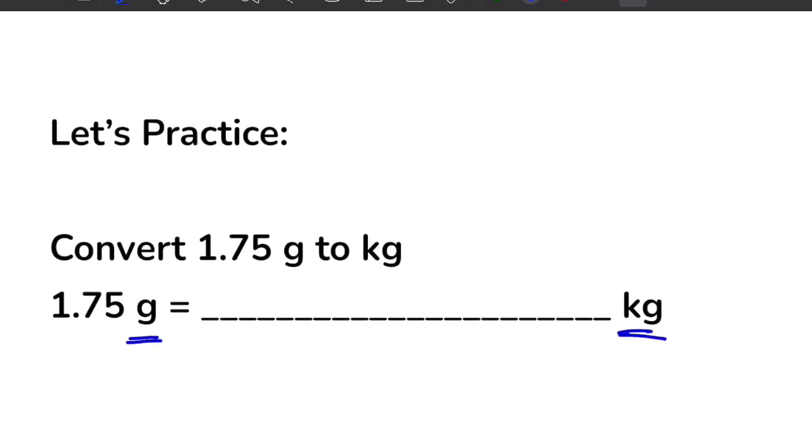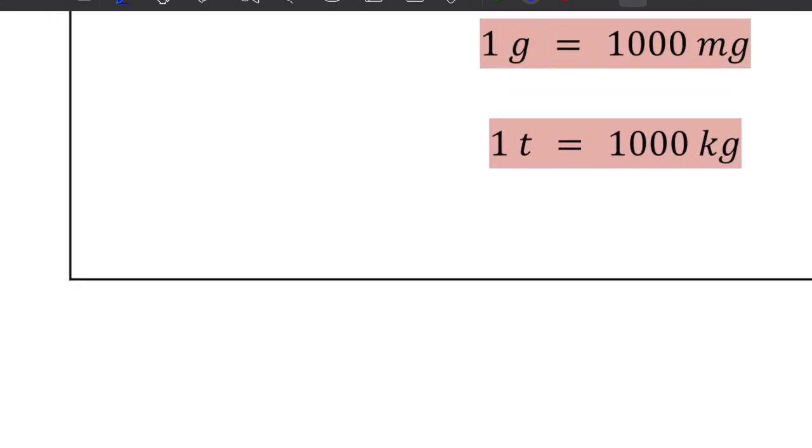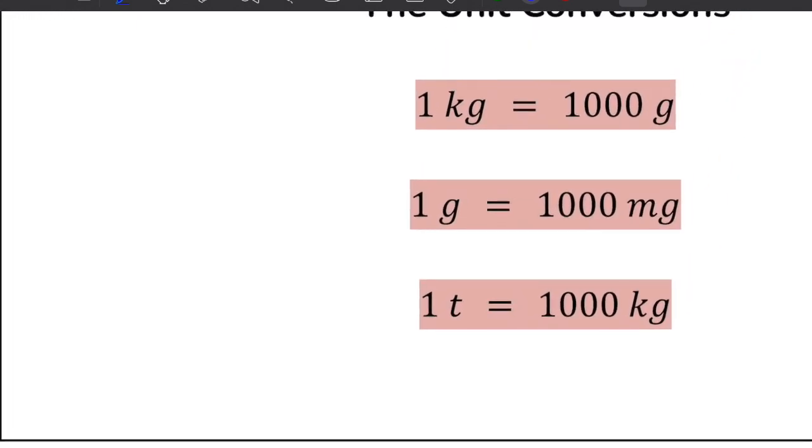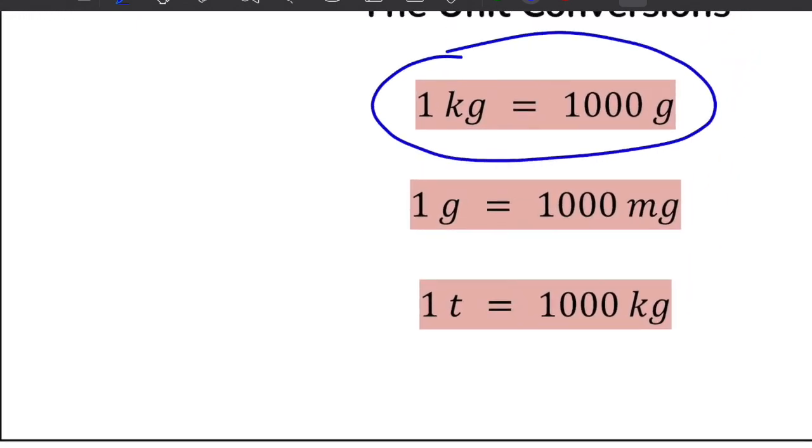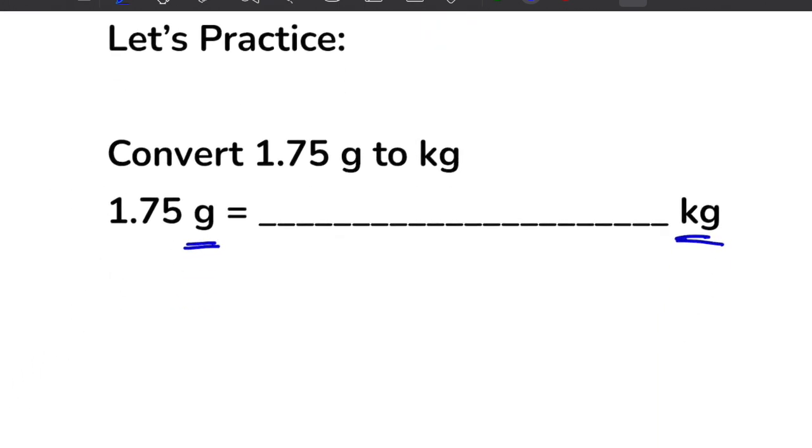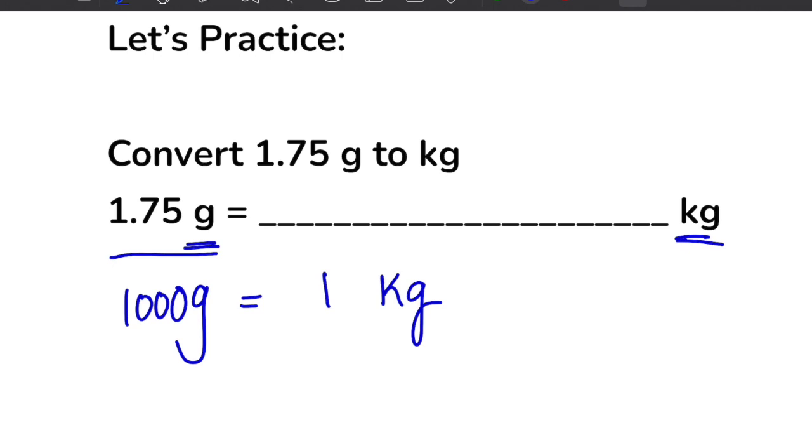So I am going to look up and find the relationship between grams and kilograms. And there it is. 1 kilogram is equal to 1,000 grams. Now I'm going to line up those numbers. Grams comes first, so it's 1,000 grams is equal to 1 kilogram. Okay? So now I have to think, how am I moving from 1,000 to 1?